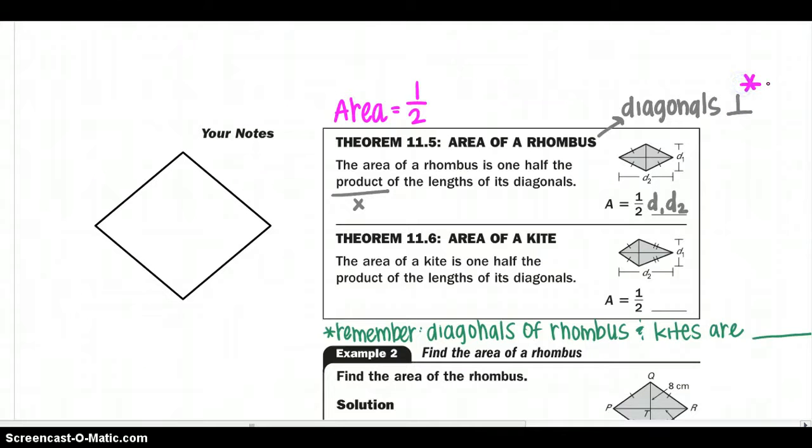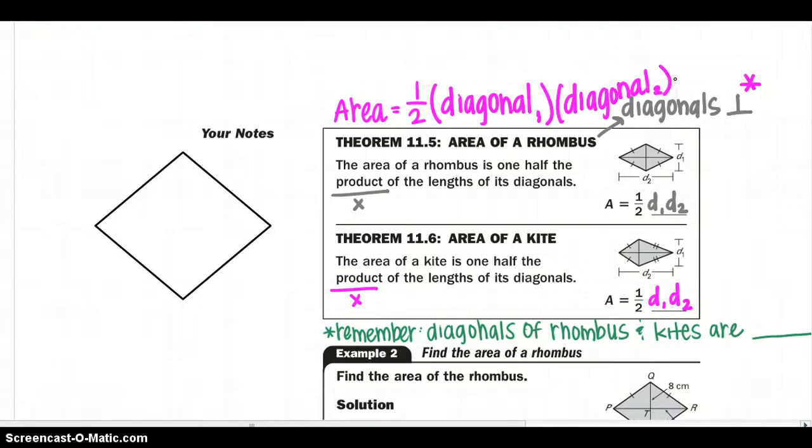So we can say also for our kite, the area of our kite is 1/2 the product of the lengths of its diagonals. Again, multiplying our diagonal 1 times our diagonal 2. And notice it's the whole length of the diagonal, not just part of it. So in words, if you haven't noticed, I always like to put it in words. Our diagonal 1 times our diagonal 2.